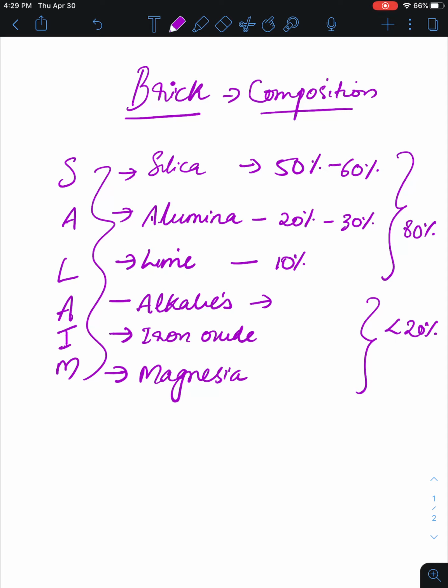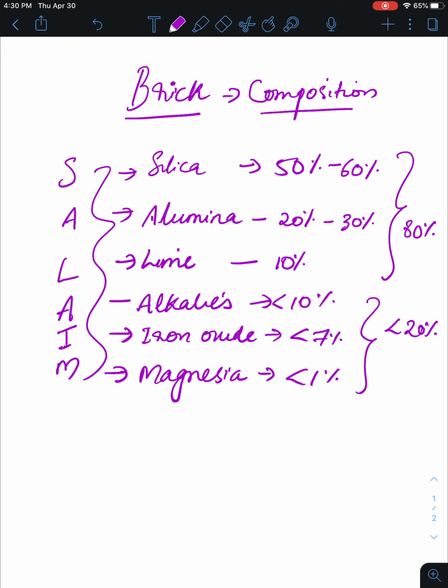So alkalis will be how much? Alkali should be below this. So alkalis will be less than 10%, and iron oxide will be less than 7%. Then magnesia will be less than 1%. So we have learned about brick composition, and not the last, before that, we have to put the color of the brick. So we are adding iron oxide.